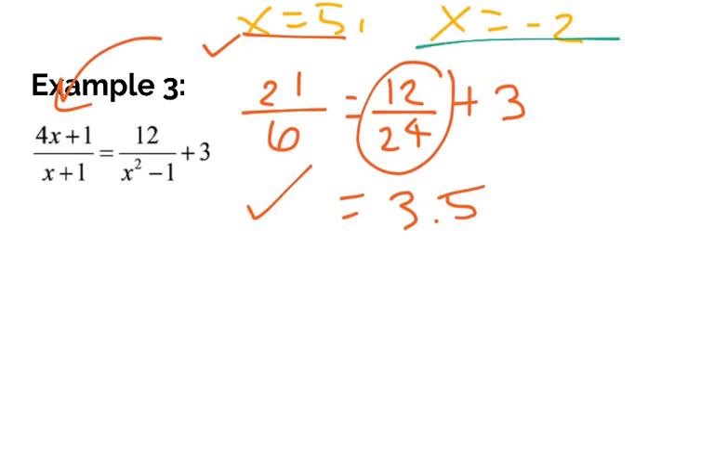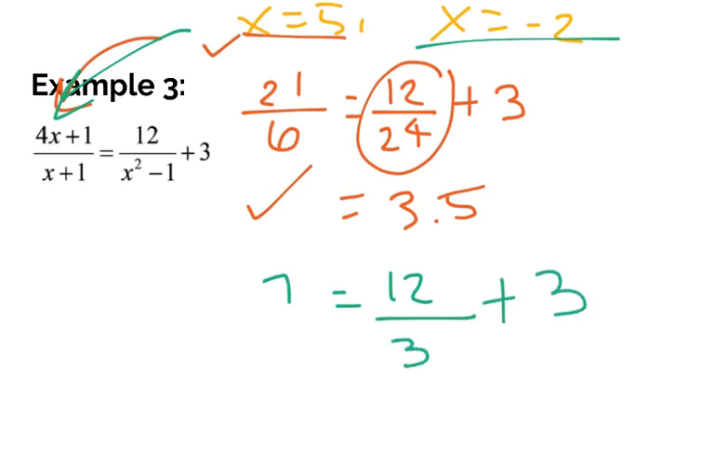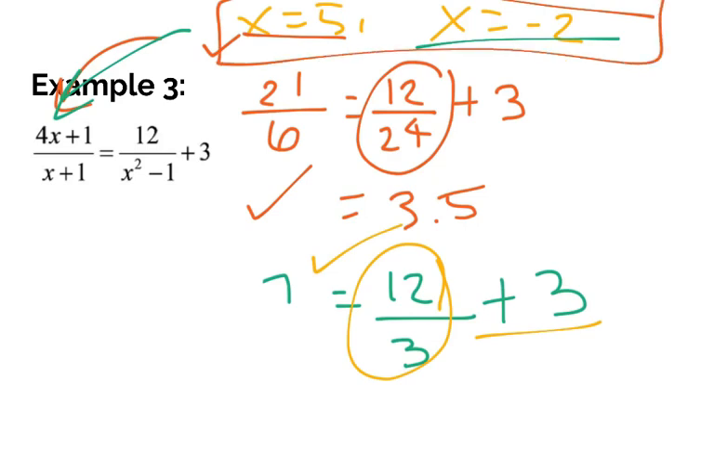So let's check x equals negative 2. Plugging that in, 4 times negative 2 is negative 8, plus 1 is negative 7, over x plus 1, that'd be negative 2 plus 1, so negative 1. Those negatives will cancel, so on this side you just get 7. So 7 equals 12 over negative 2 squared, which is 4, and 4 minus 1 is 3, plus 3. And let's check here. 12 divided by 3 is 4. 4 plus 3 is indeed 7. So actually, both of them are answers. Neither of them are extraneous.